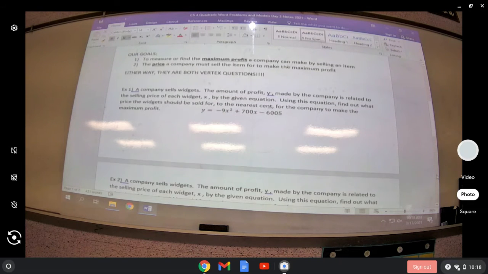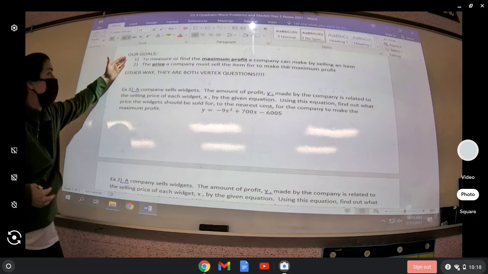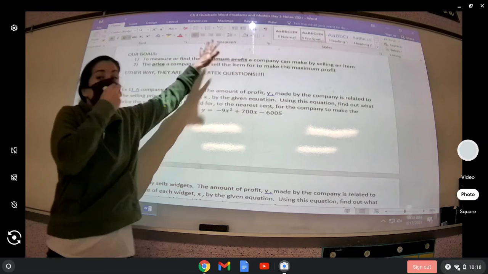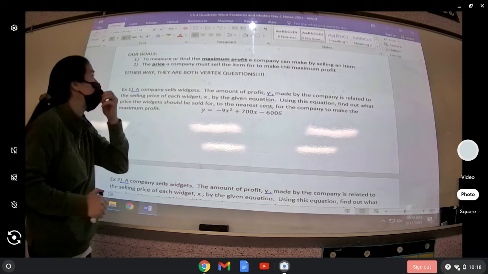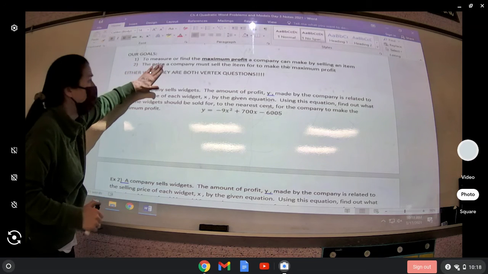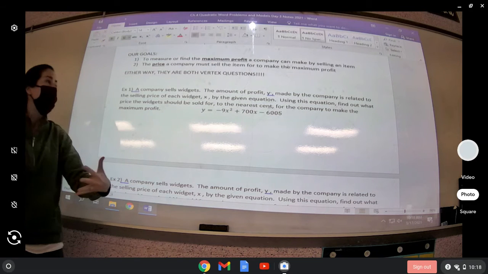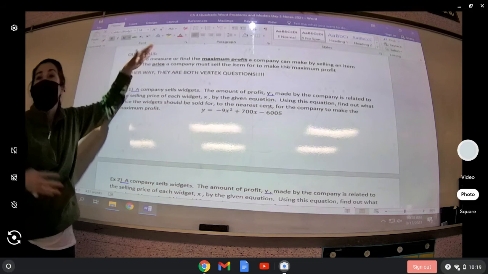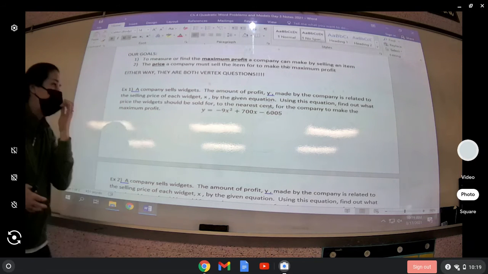All right, so in these problems, there's two types of questions. There's two goals they're going to ask us to find. One of them is going to be to find the max profit. If they ask you to find the max profit, that's the y coordinate of the vertex. If they ask you to find the price the company must sell the item for, that perfect price, that's the x coordinate of the vertex. So guys, those are the only two things they're going to ask us to find. So all of these are going to be vertex questions.